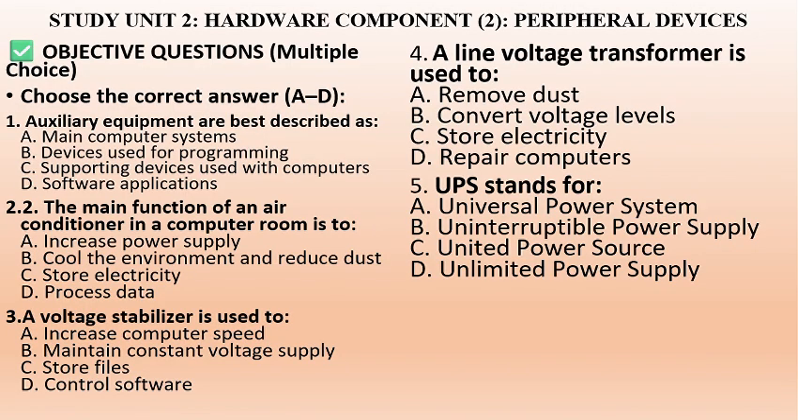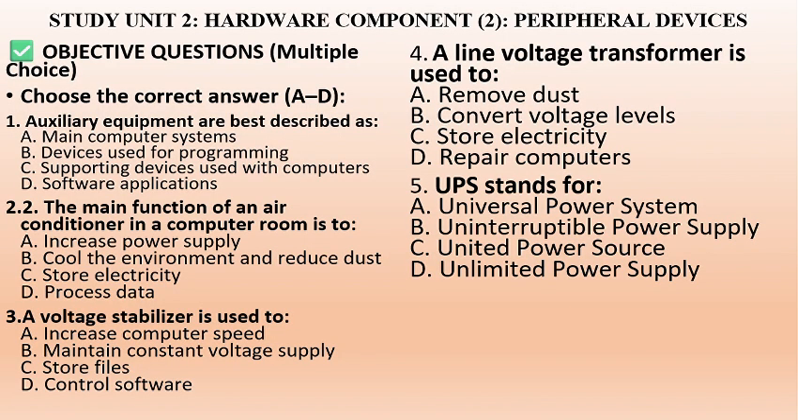The fourth question, a line voltage transformer is used to dash. What is the line voltage transformer used for? It is used to convert voltage levels. That's the correct answer. Then for five, UPS stands for what? Uninterrupted power supply. Please let's mind the way we spell uninterrupted. Look at it very well and be mindful of it.